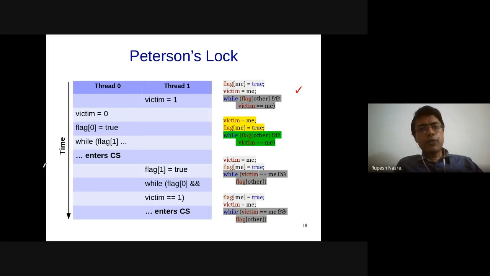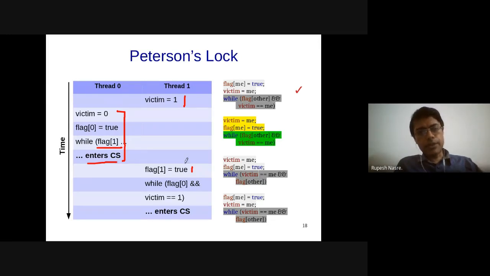So thread 1 sets victim equal to 1, right, initially. Then thread 0 kicks in and it executes all these statements, right? And since thread 1 has not set flag to true yet, that is happening later, therefore, when it checks flag of the other thread, it finds that it is false, and therefore it does not check for victim, and therefore it enters the critical section.